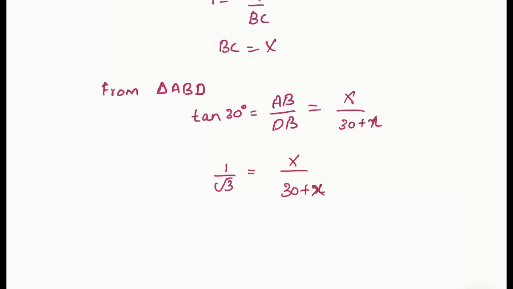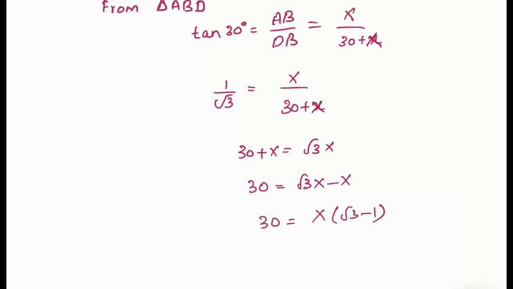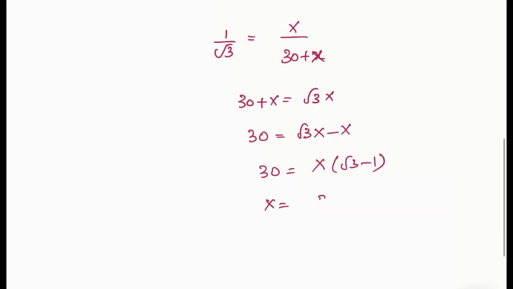So cross multiplying we get 30 plus x equal to root 3 x. So 30 equal to root 3 x minus x. Let us take x common: 30 equal to x into root 3 minus 1. So we get x equal to 30 by root 3 minus 1. So rationalizing it, let me multiply root 3 plus 1 to both the numerator and the denominator.